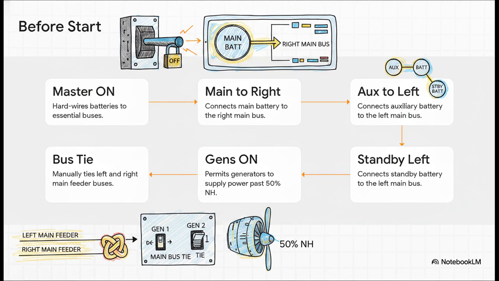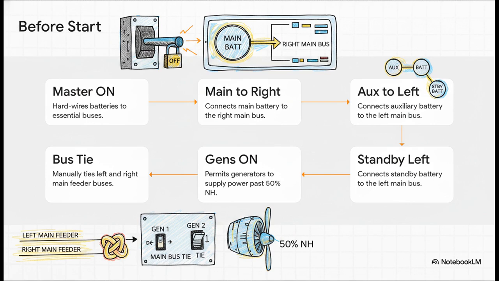Step 2. Flip the main bat switch to on. On your MFD electrical page, you'd see the main battery connecting to the right main feeder bus. To remember this, think MR for Mr. Main Right. Step 3. Aux bat switch to on. This tells the EPCU to connect the auxiliary battery to the left main bus. Just think AL for AL aux left.